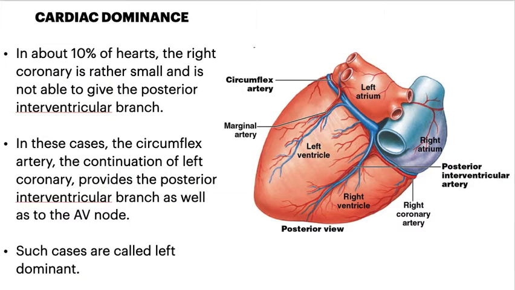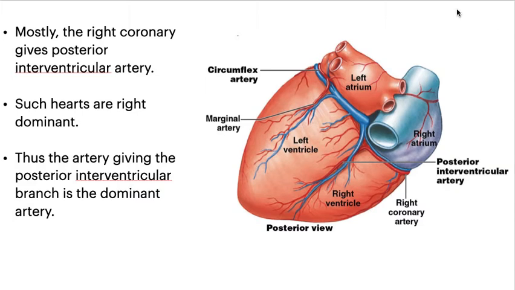Cardiac dominance. In about 10% of hearts, the right coronary artery is small and not able to give the posterior interventricular branch. In these cases, the circumflex artery, which is the continuation of the left coronary, provides the posterior interventricular branch as well as supply to the AV node. In such cases, the heart is called left dominant. Mostly, the right coronary gives the posterior interventricular artery. Such hearts are right dominant. Thus, the artery giving the posterior interventricular branch is the dominant artery.